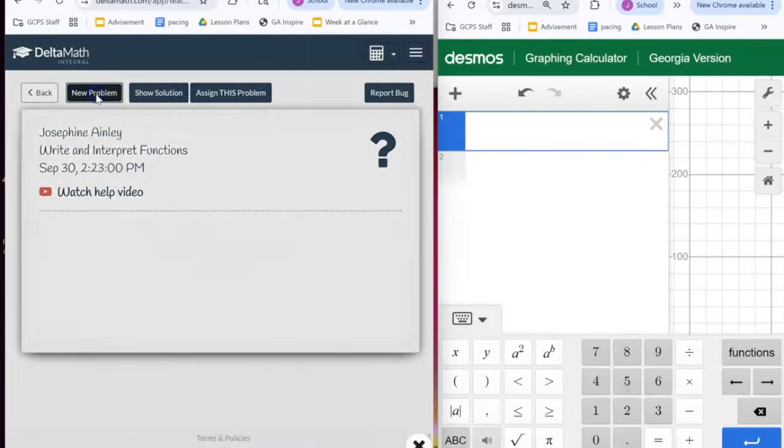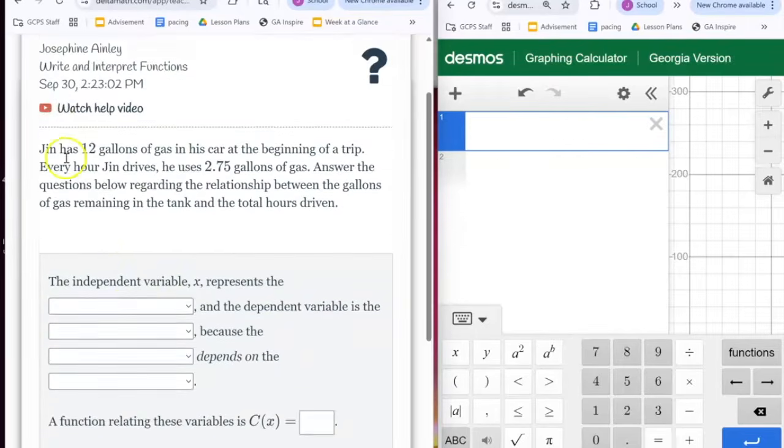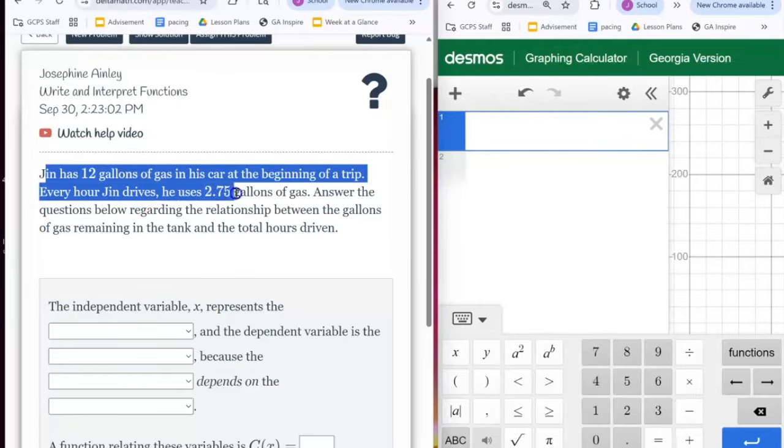Rahul is driving along the highway. I feel like I just did this, so let me do a different one. This is driving on the highway. Here you go. All right, Jin has 12 gallons of gas in his car at the beginning of the trip. All right, so gallons of gas in the car. And of course, as he drives, every hour he's using 2.75, so his gas is going down. How do I represent that here?